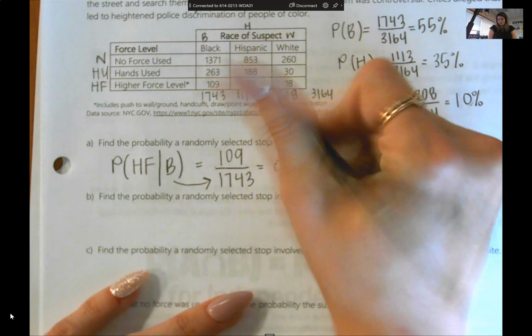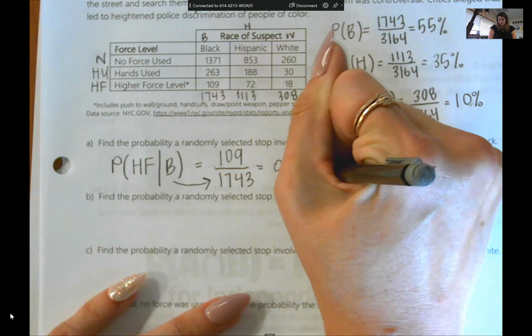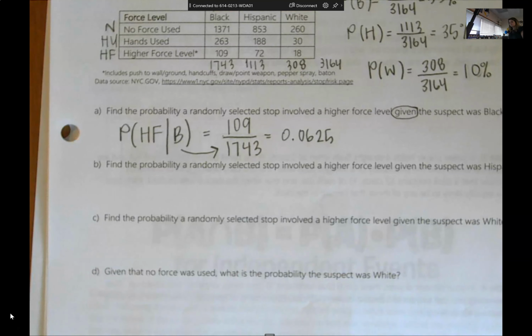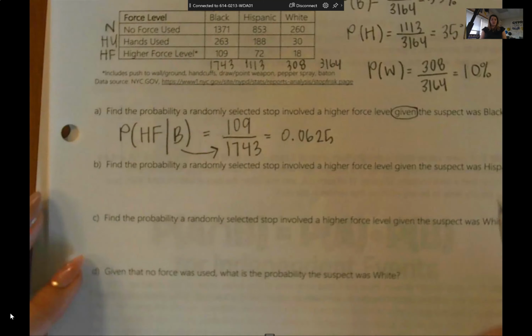I'm going to write it with 4 decimals. It doesn't matter what convention you use. You can do 0.06, you can write 6%, whatever you prefer. That doesn't seem too high.